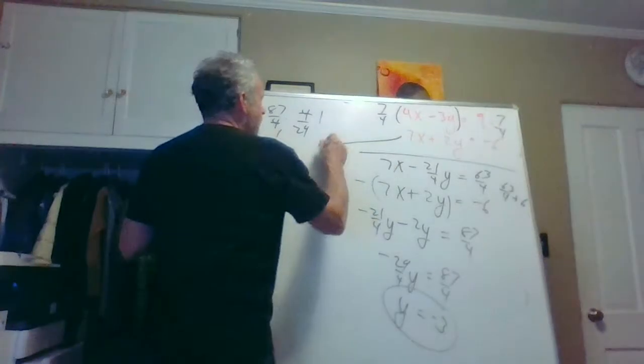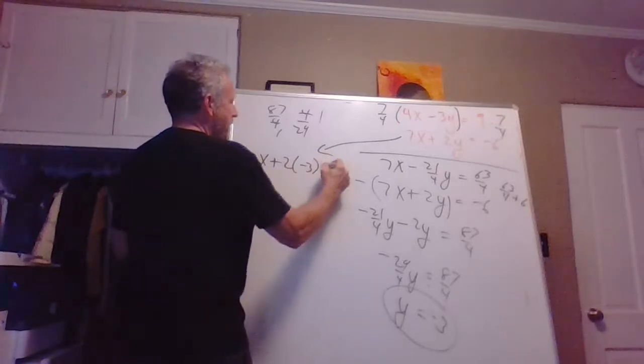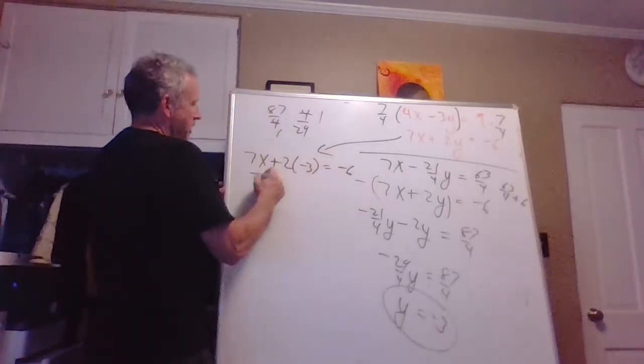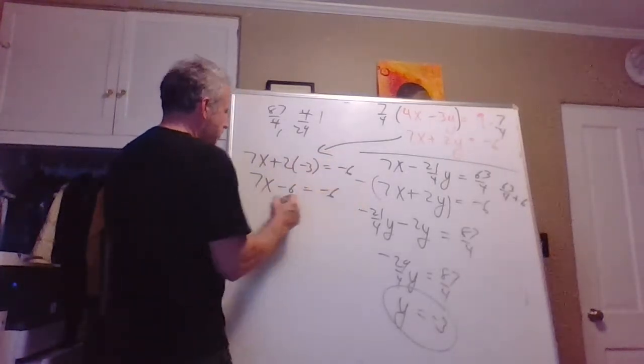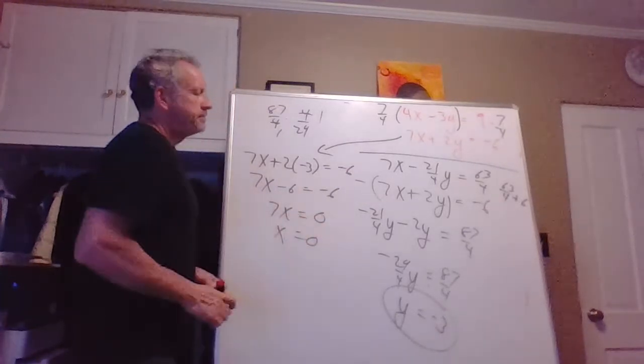Let me just come back to this equation right here, and we get 7x plus 2 times negative 3 equals negative 6. So 7x minus 6 equals negative 6. Let's add 6 to both sides, and x equals 0.